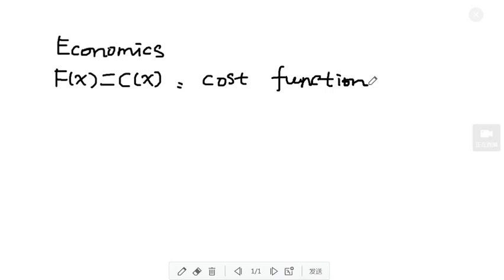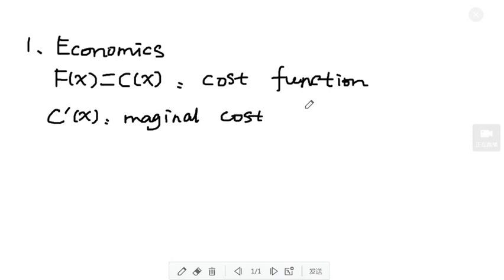I'm just going to give you, in one field, economics. Number one in economics: if my big F is the cost function C(x), then C prime, the derivative of F, is called the marginal cost function.